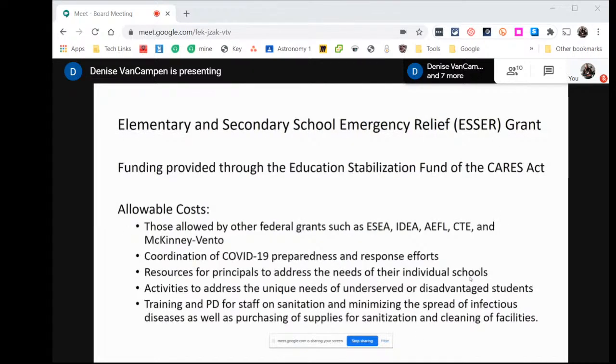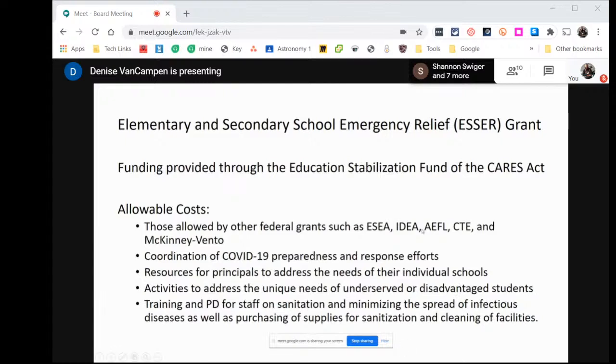Our next grant is the Elementary and Secondary School Emergency Relief Grant, the ESSER grant. This funding was provided through the Education Stabilization Fund of the CARES Act. This was done back in March of 2020. This was the big time, when the PPP program and all of these big federal programs, the unemployment and all of that, took place.